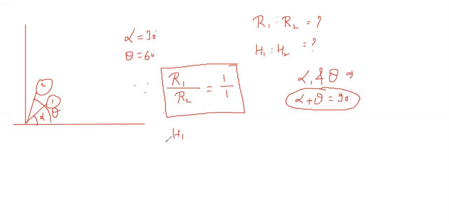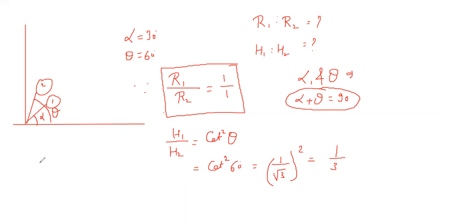If we're talking about H1 is to H2, then we get cot square theta, where theta is the angle for the second projectile. What is the value of theta? 60 degrees. And cot square 60 is what? 1 upon root 3 whole square. So we get 1 by 3. So H1 is to H2 equals 1 is to 3.